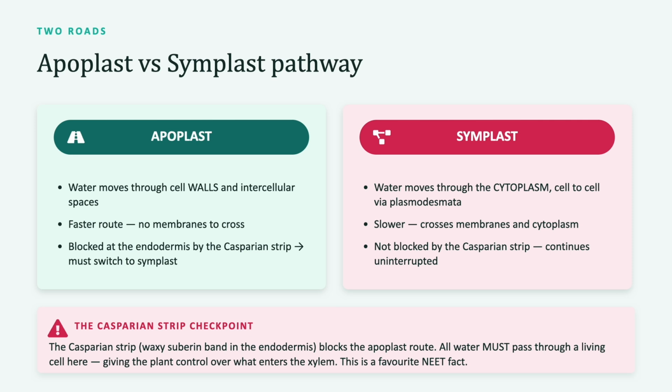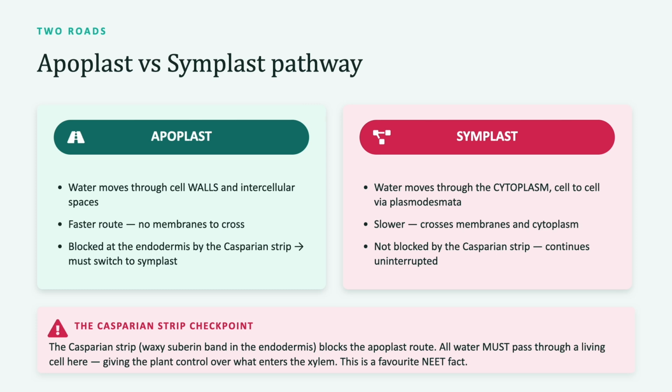Water takes 2 roads from the root surface to the xylem. The apoplast pathway is the fast lane. Water flows through the cell wall and the spaces between cells, without ever entering a living cell. No membrane to cross means high speed. The symplast pathway is slower. Water passes through the cytoplasm of cells, moving from one cell to the next through tiny channels called plasmodesmata.